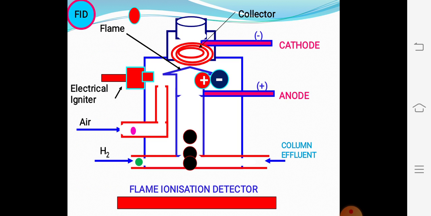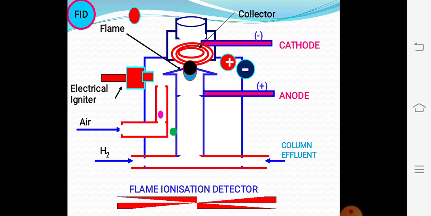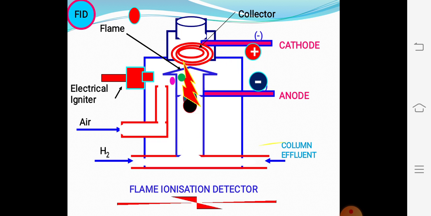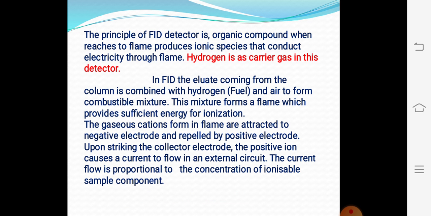The first example of a detector is the flame ionization detector, and its working is shown in this figure. What is the principle of the flame ionization detector? The principle is that when an organic compound reaches the flame, it produces ionic species that conduct electricity through the flame. Hydrogen is the carrier gas in this detector. In the FID, the eluent coming from the column is combined with hydrogen and air to form a combustible mixture.